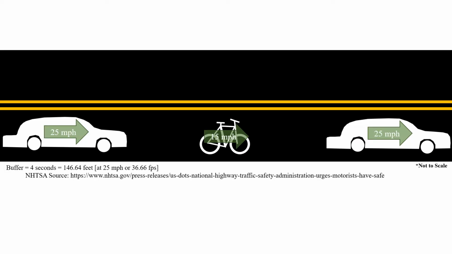We also need to consider a buffer between the bicycle and the vehicle. NHTSA, the National Highway Traffic Safety Administration, recommends a 3 to 4 second buffer when following a vehicle. And so if you apply that 4-second buffer, that's about 150 feet. So if the vehicle was approaching the bicycle before the passing was occurring, they would need a distance of about 150 feet. And so we do need to think about that lateral space.